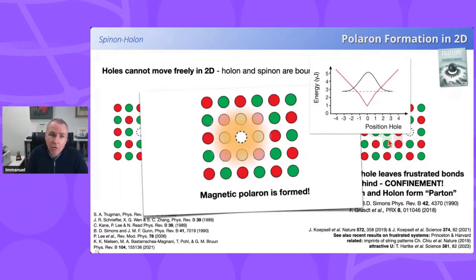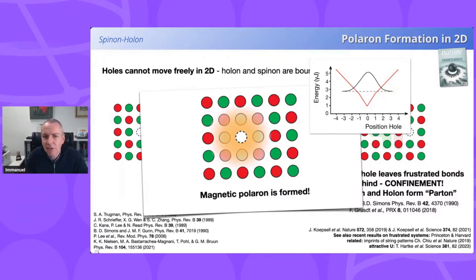And the more it moves, actually, the bigger the energy cost becomes. This energy cost increases linearly with movement of the hole. And you can think of these flipped spins and the hole as basically being connected by a string, and the energy of this string grows linearly with separation of these flipped spins and the hole that you have.